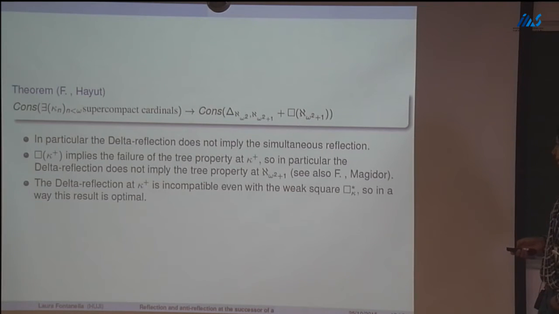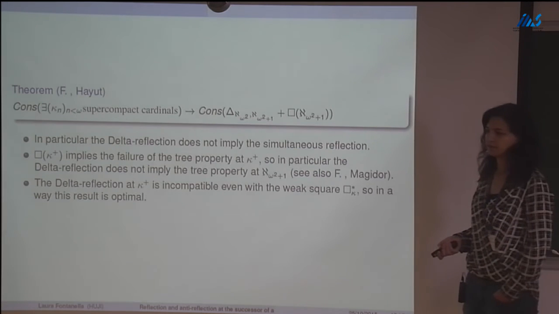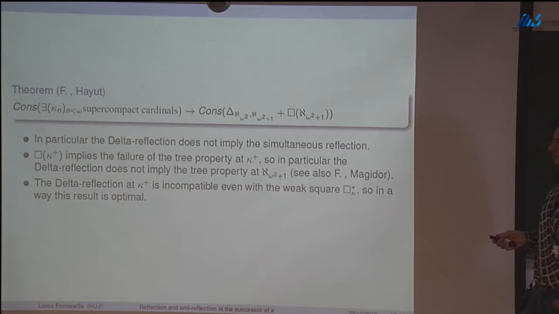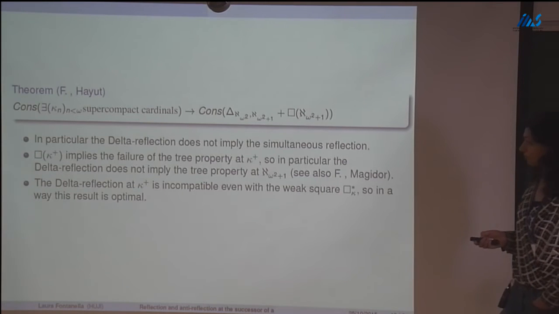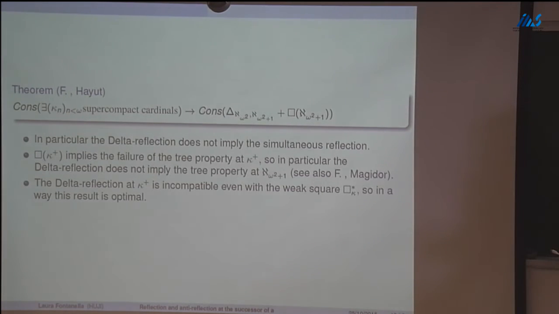And finally, the delta reflection is incompatible with Jensen square, but it is also known to be incompatible with weak square. This is another weak version of the square. So this means that in a way our result is optimal, in the sense that you cannot find another. This gives us the strongest known version of the square that can be compatible with the delta reflection.